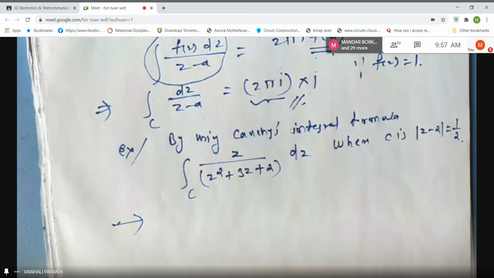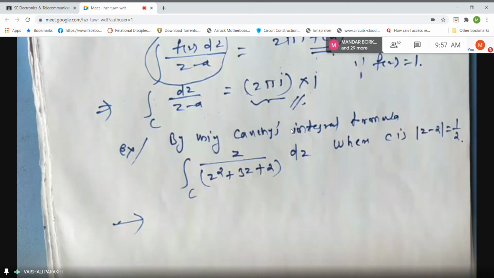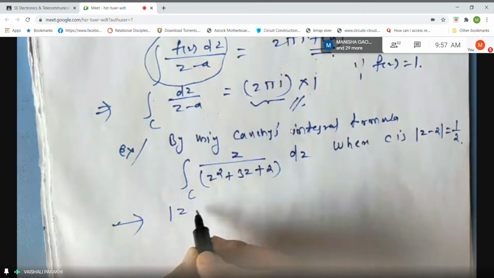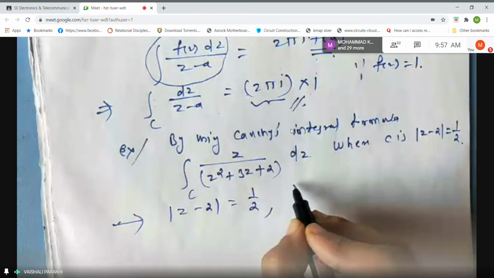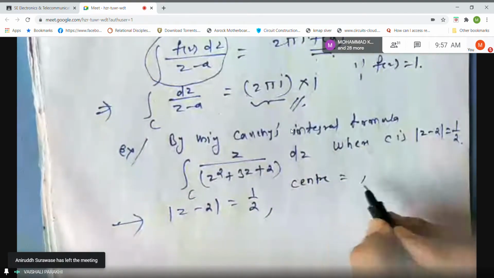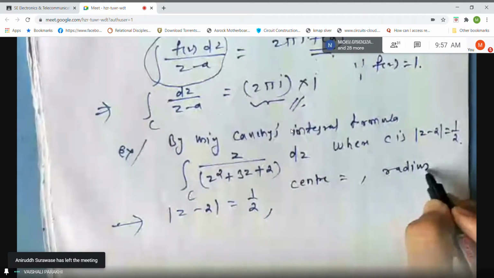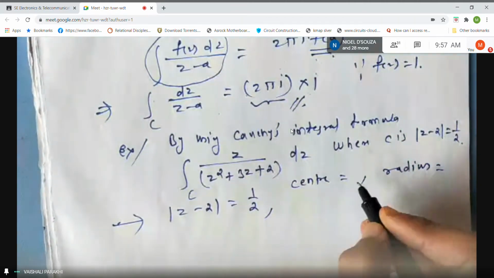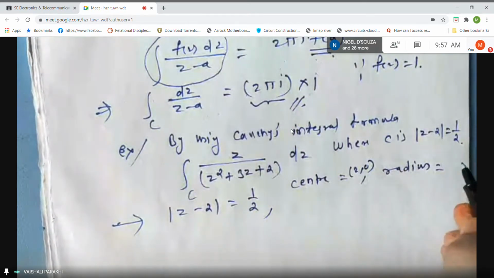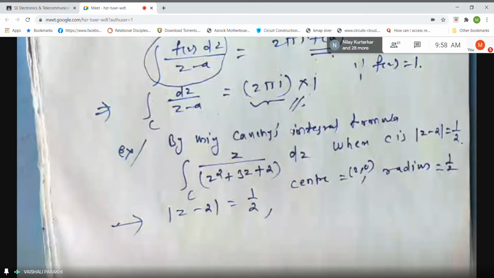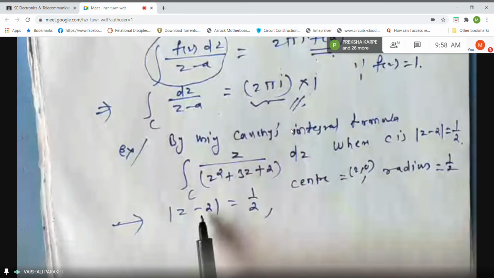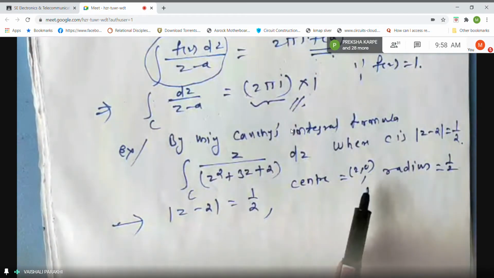You have to draw the rough diagram for the given curve C. Can you tell me what is the center and what is the radius of this circle? Quickly, anybody? 2, 0 will be the center and half is the radius. Very good. Whatever is the number on the right hand side, students, it is the radius. And this middle term you have to take with opposite sign as the center, 2, 0.